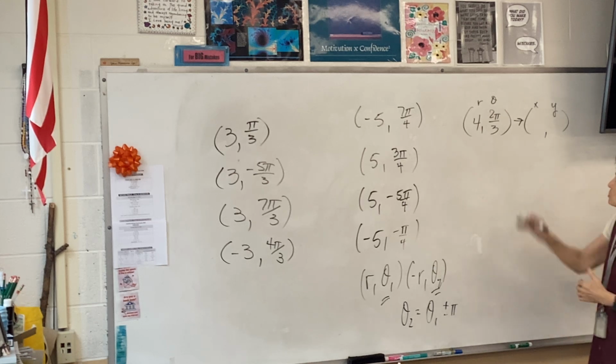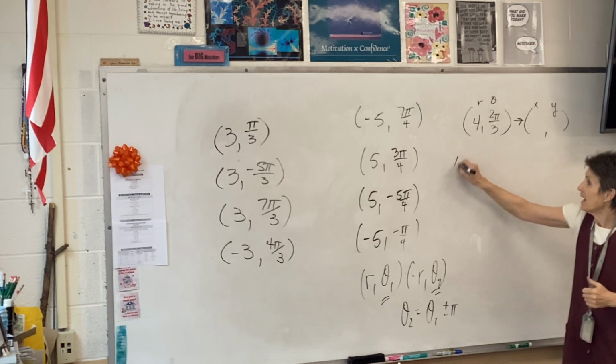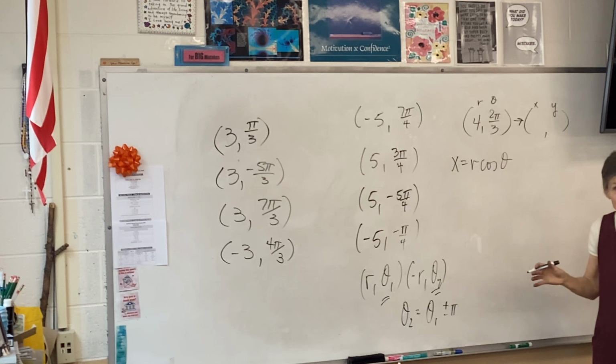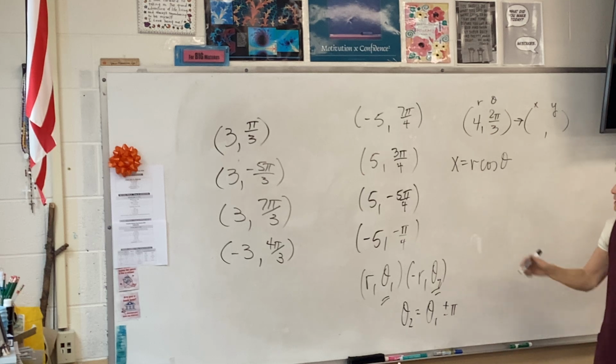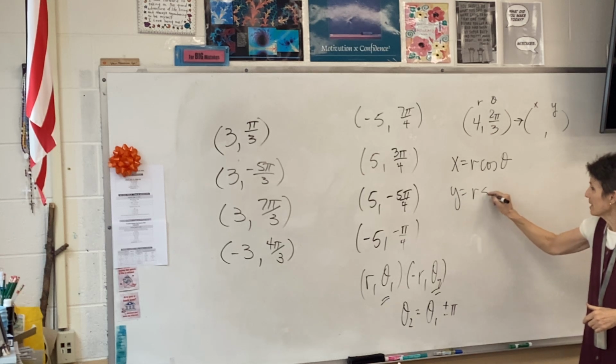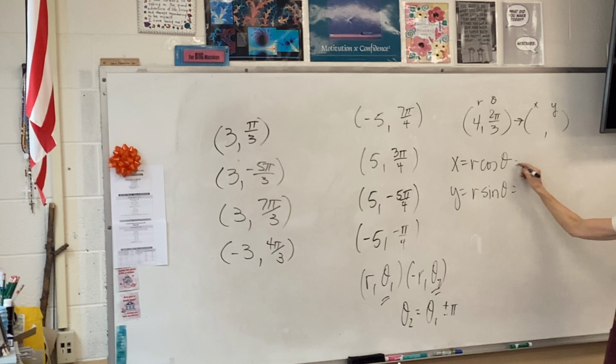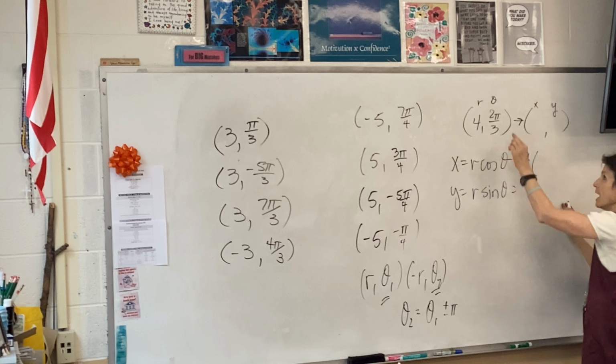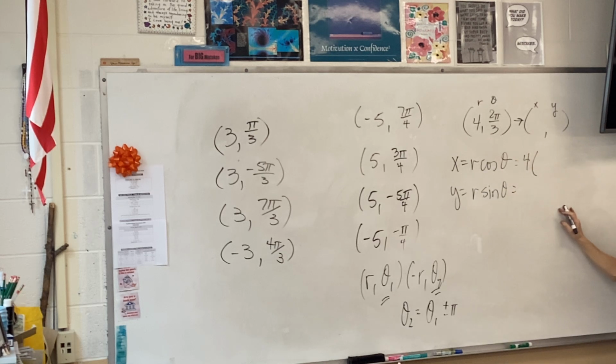My job is to find x. x is r cosine θ, period. That's x. y is r sine θ. So finding x is a matter of taking 4 times the cosine of 2π/3. Okay, 2π/3, cosine, negative 1/2.